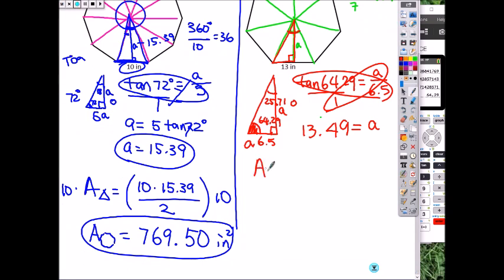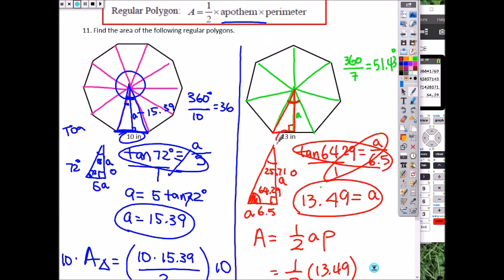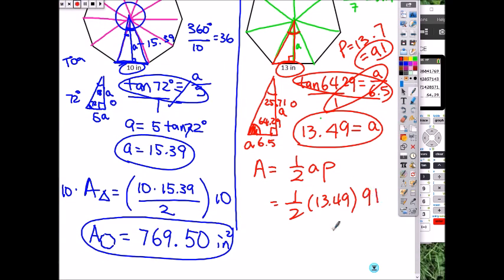What was the area of the regular polygon? It's half of AP. So it's half of A, right here, 13.49. And what's the perimeter? Each side is 13, and how many of them? 7. So it becomes 91. Right? 91 is your perimeter. So you multiply by 91. So what do you get for the area of the whole regular polygon here?